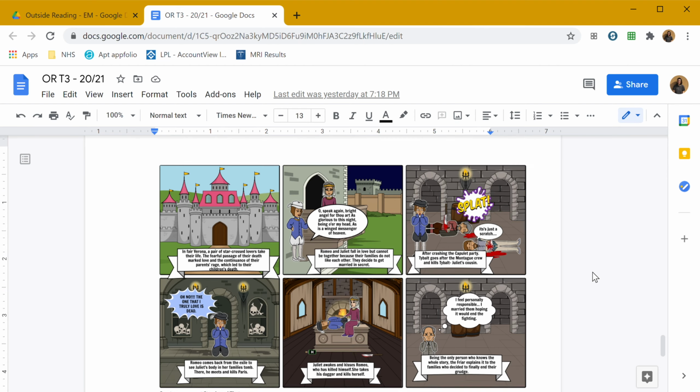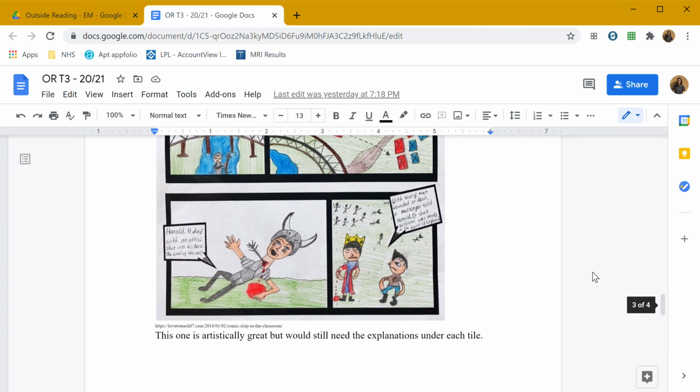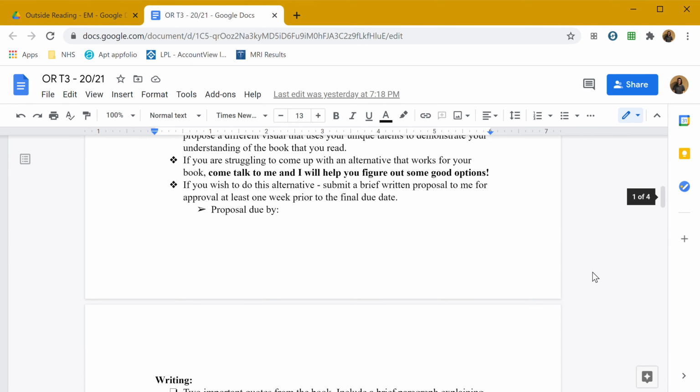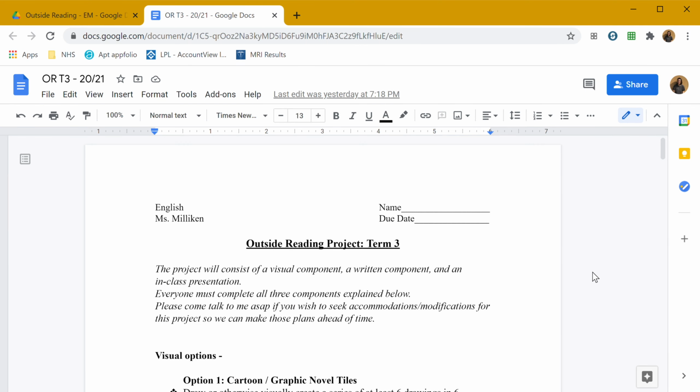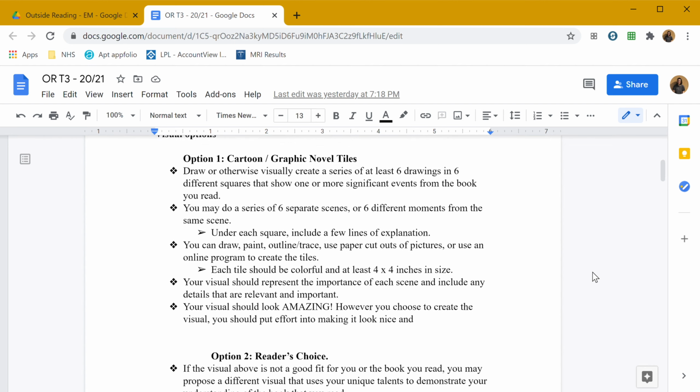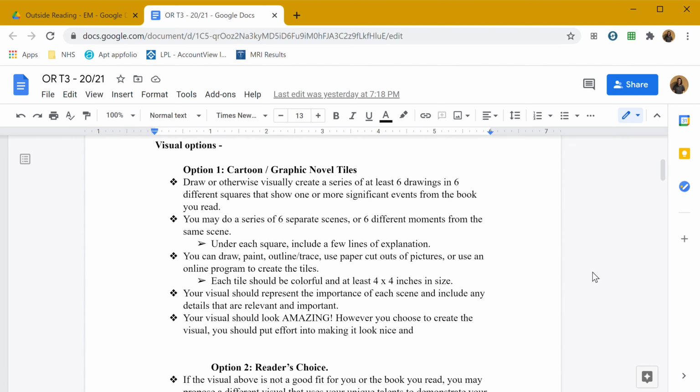And yeah, those are the ones that I included on there. I can always try to find some others as well. But this is the outside reading project for this term. And so please let me know if you have any questions.